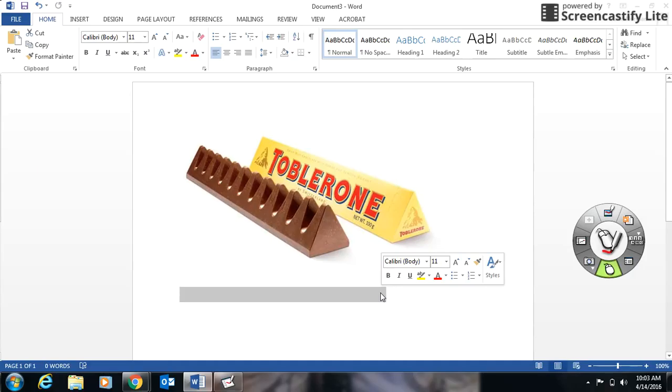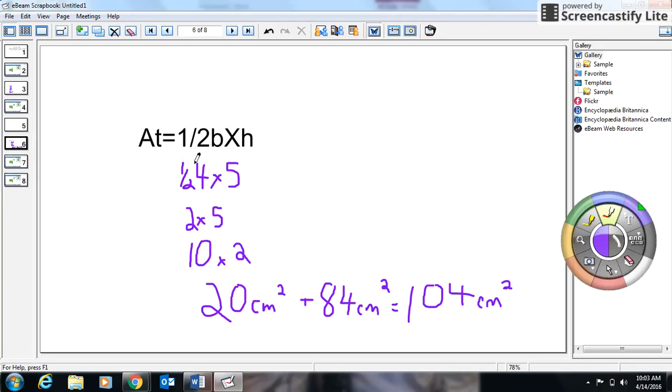All right, so do you see the only difference from the previous video to this video is that half base times height for the area of a triangle. Once you get that in your head, you'll be fine. So there you go. That's how to figure out the surface area of a right triangular prism.